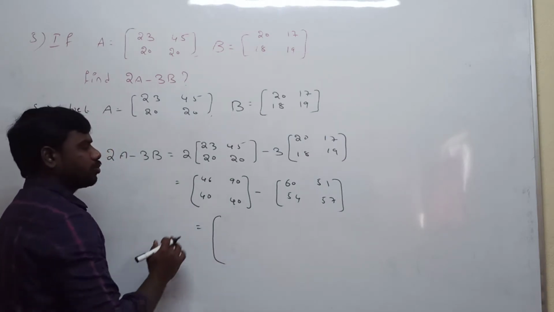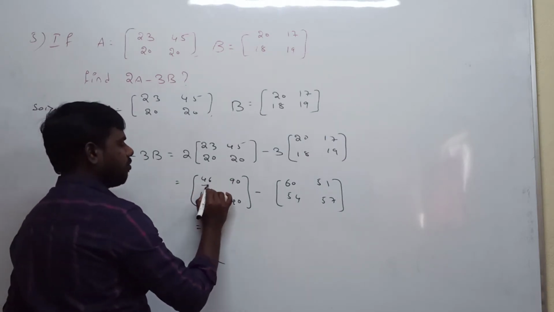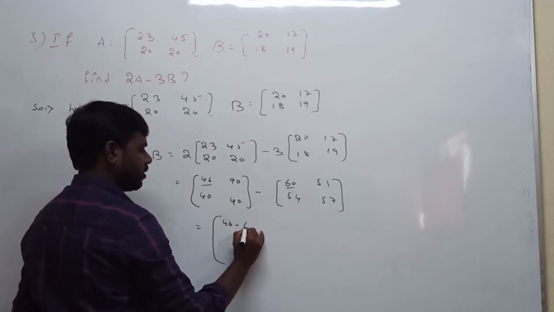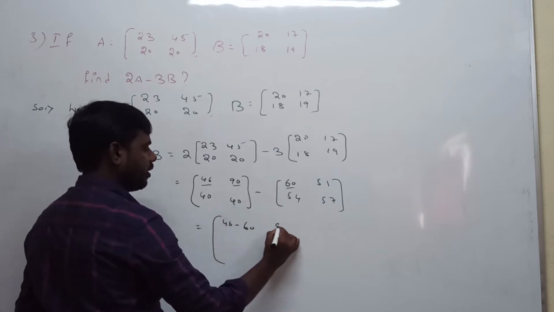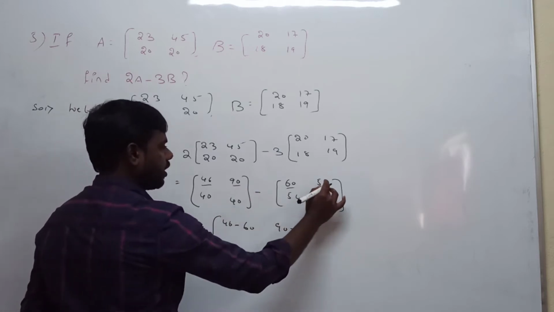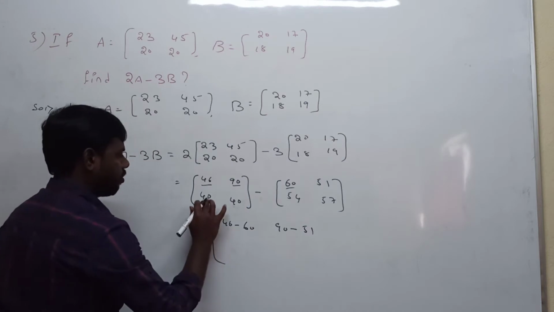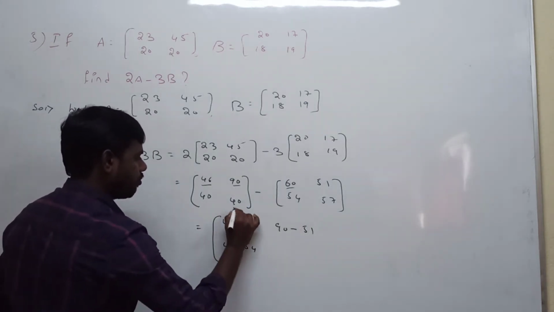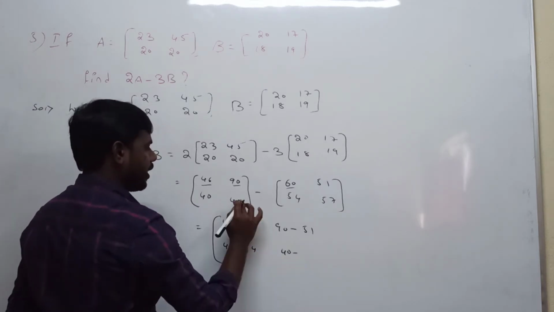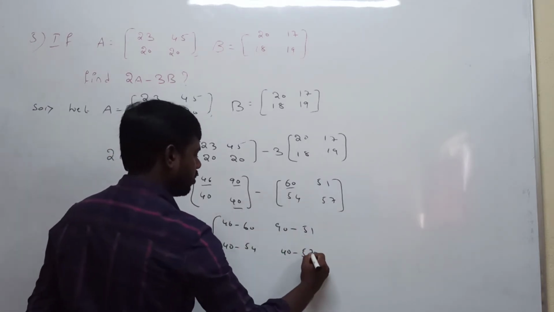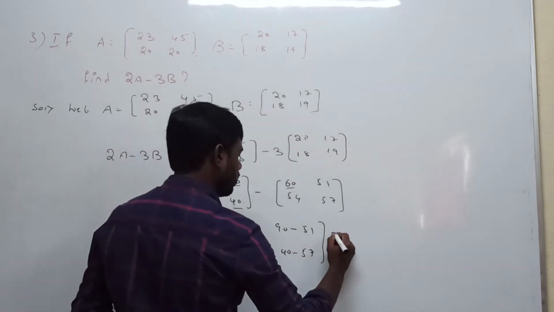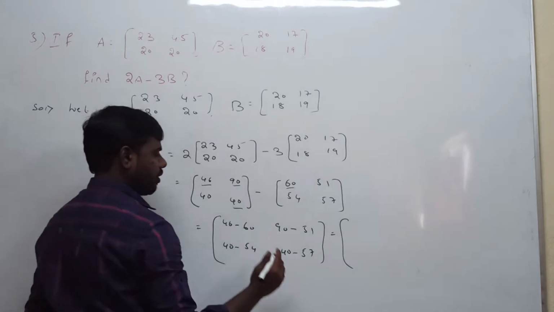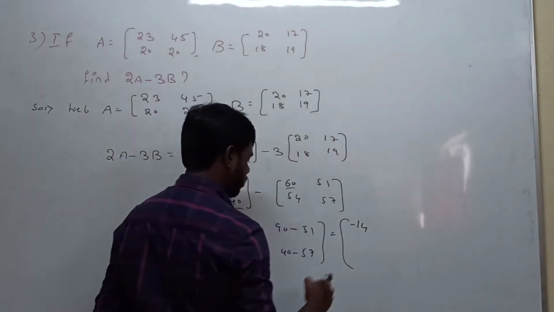Means we are subtracting the corresponding elements. Here 46, symbol negative, here first element is 60. This is complete. Next this one 90, negative, second element is 51. Next 40 minus 54, 40 minus 57. So now subtracting the two elements: 46 minus 60 value is minus 14.